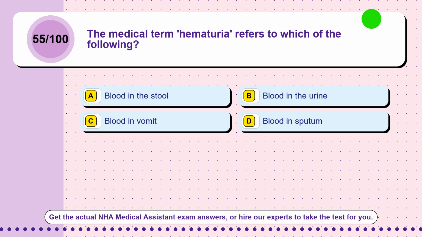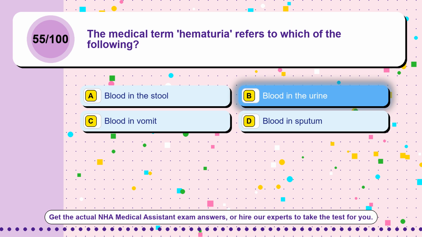Question 55. What is the maximum amount of time a tourniquet should remain tied on a patient's arm during a venipuncture? Option A, 30 seconds. Option B, 1 minute. Option C, 2 minutes. Option D, 3 minutes. The correct answer is option B.